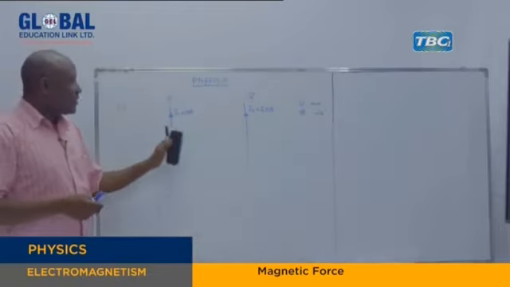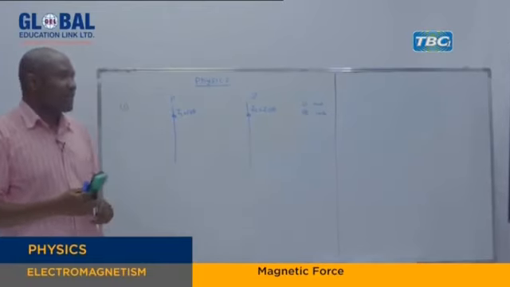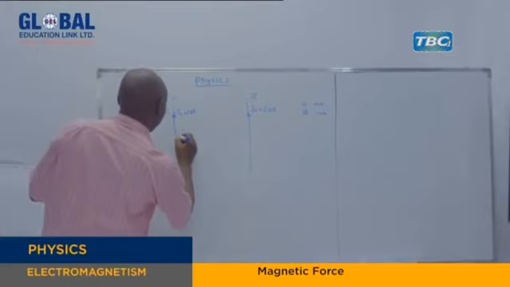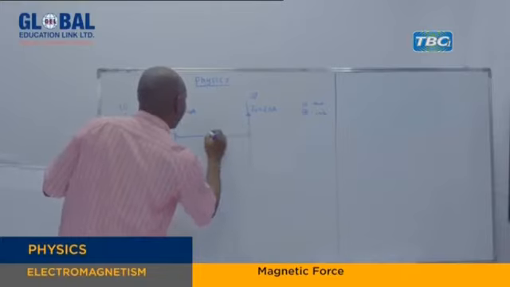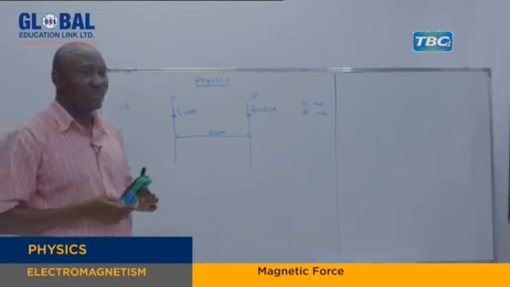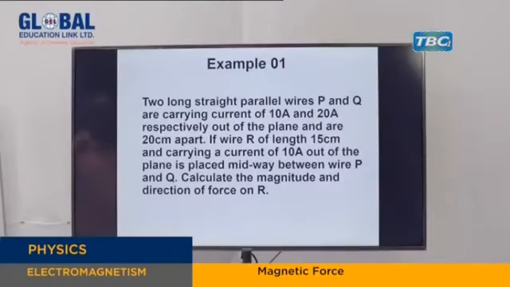So the two wires are given, the values of the current are given, and the distance between the two wires is given. The perpendicular distance here is 20 centimeter. So step number one, you should know the information which is given from the given equations, and that information should be shown on the diagram, a labelled diagram. So you have P, Q, the currents I1, I2, and the distance between the two is 20.